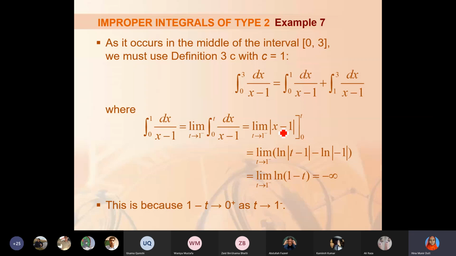When I put 0 over here as the limit, I will get ln of minus 1. Since I have to take the mod, I will consider its mod, that is ln of 1, which is equal to 0. When I take ln of mod t minus 1, it means t approaches 1 from values smaller than 1, from the left-hand side. That is, values of t smaller than 1. So it means t minus 1 is less than 0.